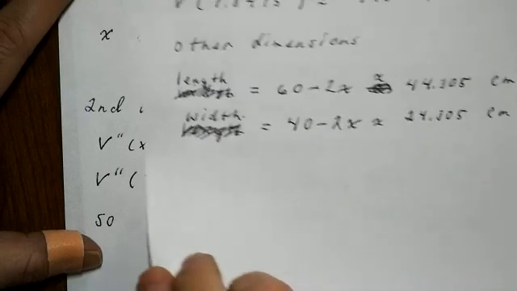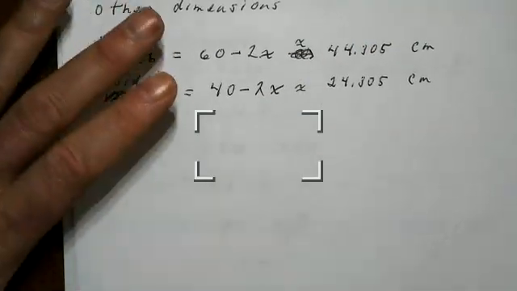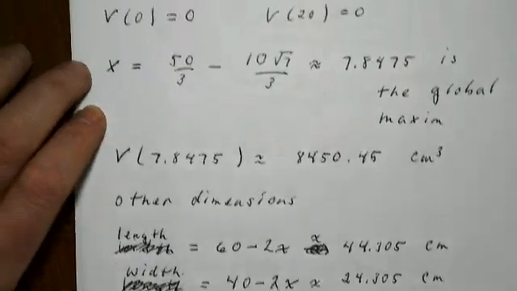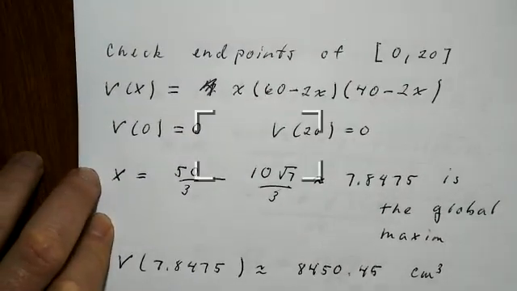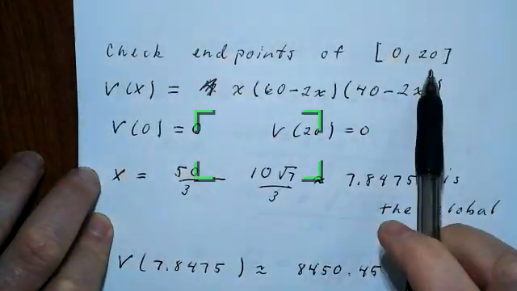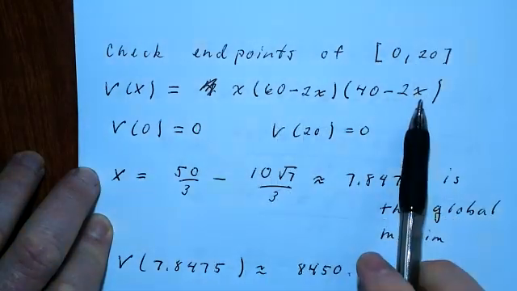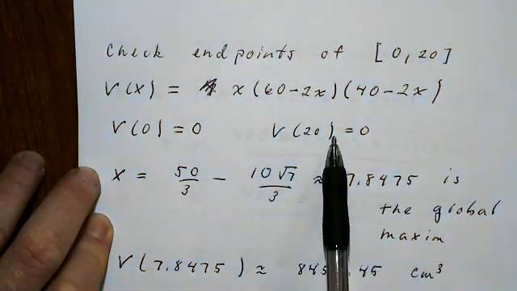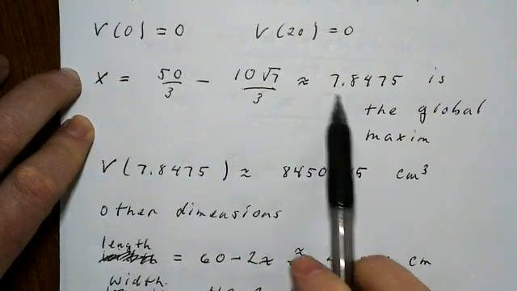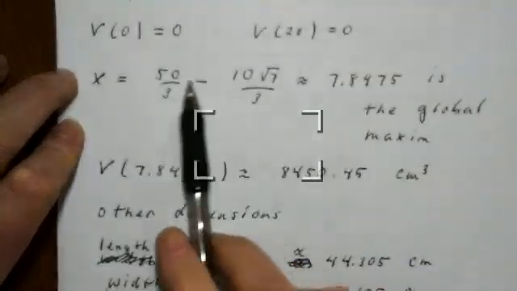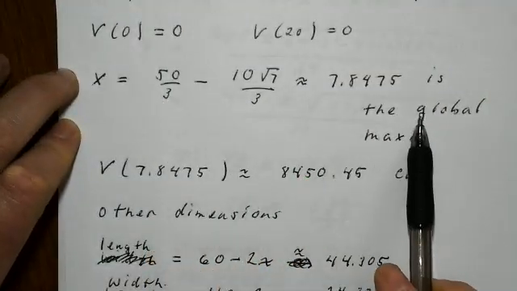In fact, if we go back and check the endpoints of our interval, if we plug either 0 or 20 into the volume formula, we get a box of 0 volume. So that means that 7.8475, this value, is the global maximum.